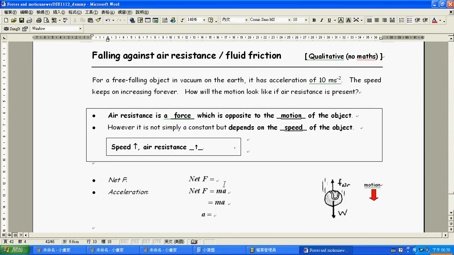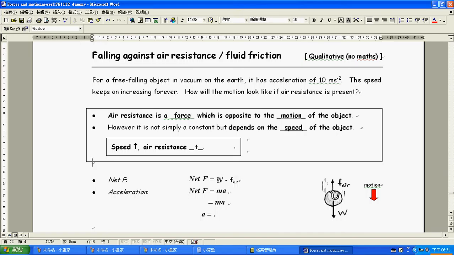increases. So let's look at this ball falling down. Since it's got motion, it's got air resistance. Note that if there is no motion, there will be no air resistance. So the net force here will be the weight minus the friction from air, F air. Okay, friction from air. And then how about the acceleration?